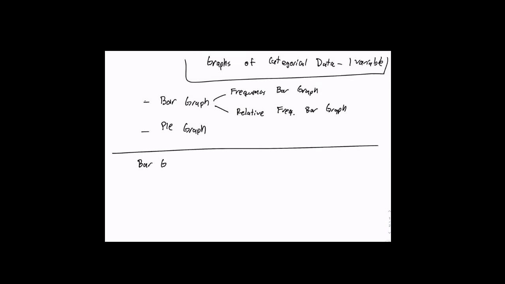Bar graphs are for categorical variables. A lot of students will mix up bar graphs with histograms. When we get into the next chapter, we're going to talk about histograms. They're different. Bar graphs are for categorical variables. Histograms, which we haven't even learned yet, are for quantitative variables. But what's also important here is the spacing.